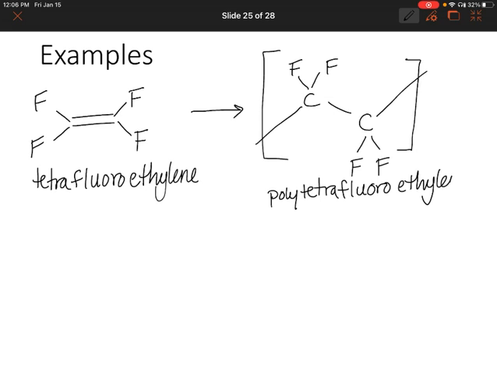So polytetrafluoroethylene. And we abbreviate that PTFE. So if you've ever wondered where some of these names come from, now you know. But again, the more common name for this is Teflon, and it's used in non-stick cookware.